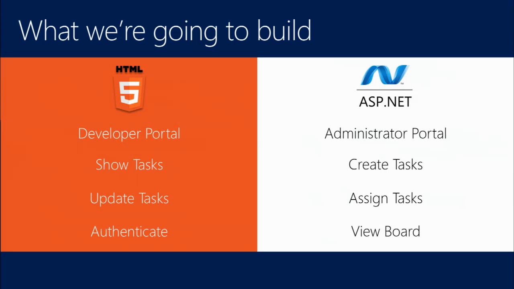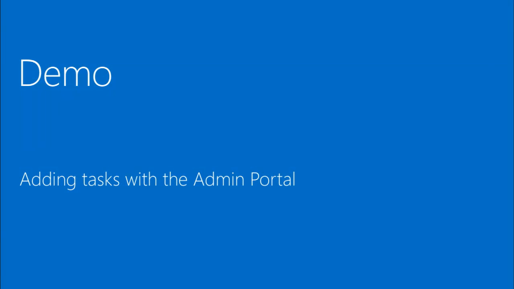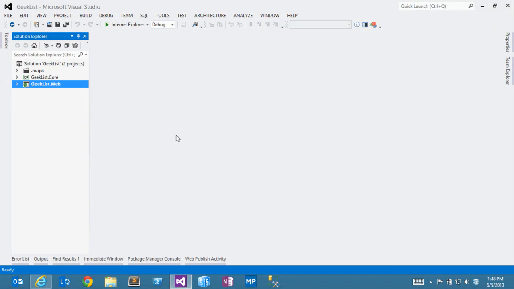So why don't we let Brady go ahead and show us the admin portal? Sounds good. So what I've got here is a Visual Studio solution. It's an ASP.NET MVC4 solution. And you'll see that I have two projects in here. One, I've got a core project, and the other one, I've got a web project. That core project is really a class library. I'm going to go ahead and drill into that right now.